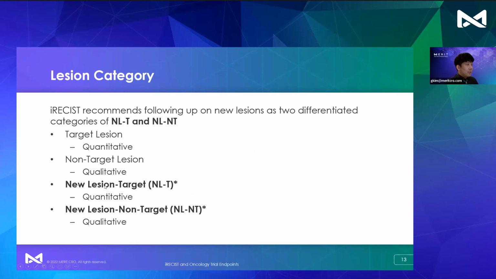And for lesion categories, instead of 3 categories, now we will have 4. Target lesions use a quantitative assessment, and non-target lesions use a qualitative assessment. These two will stay the same as RECIST 1.1 in iRECIST, but now new lesions are divided into 2 delineations: a new lesion target, which will use a quantitative assessment within this lesion group, and then a new lesion non-target, which is a qualitative assessment. So there will be 4 different categories of lesions that we would use to categorize all the tumor burden of the patient.